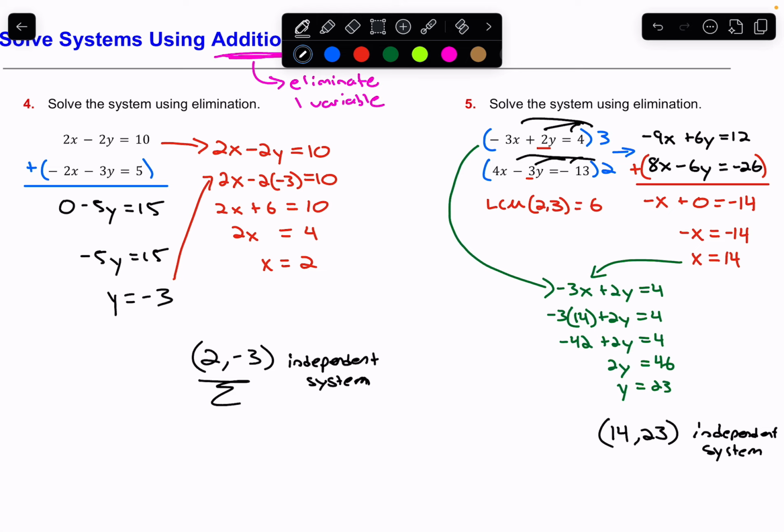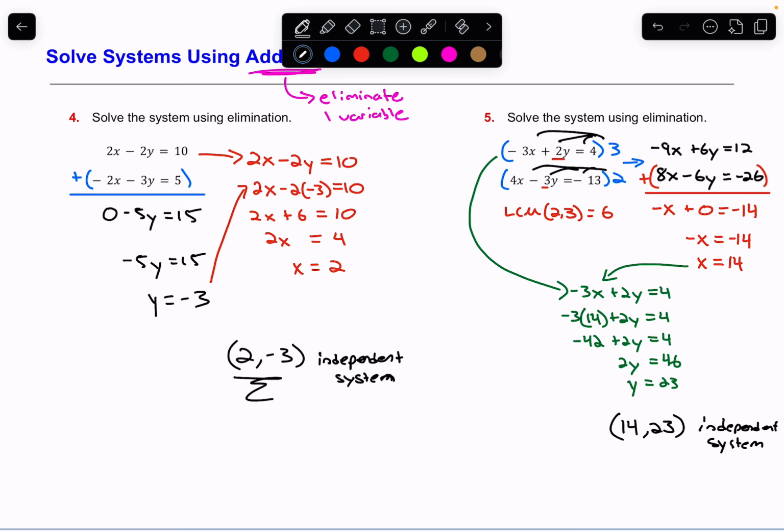All right, so that is how you solve systems using addition. The key is to eliminate one variable so you can solve for the other, and then plug that variable back in to get the one you're missing.